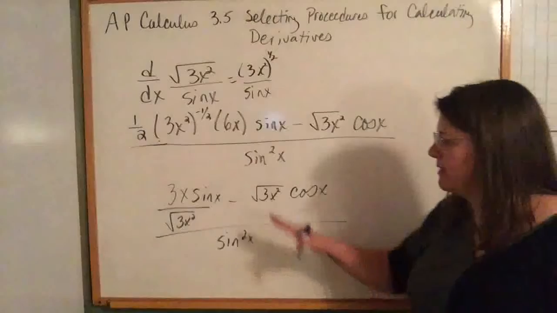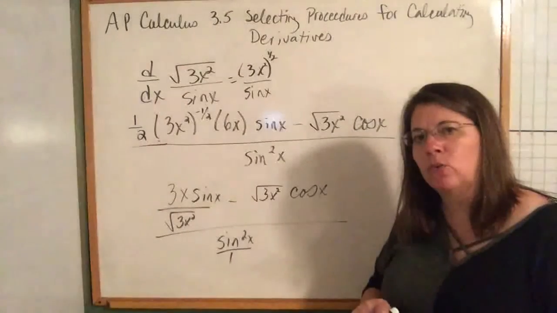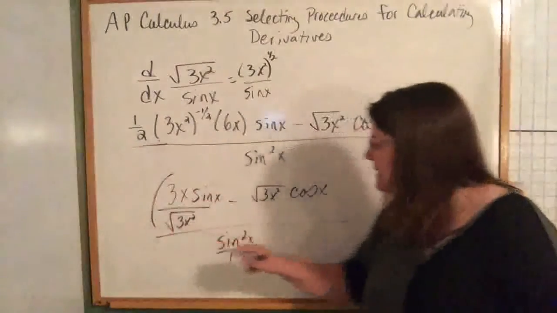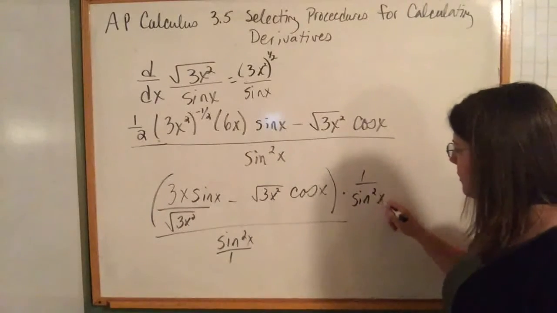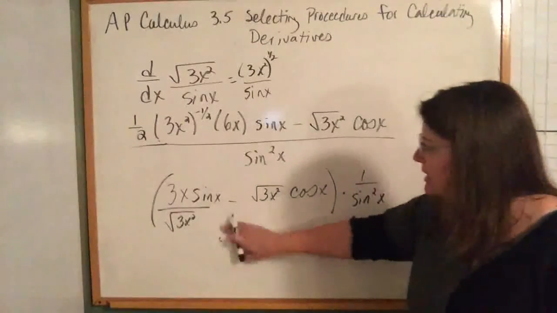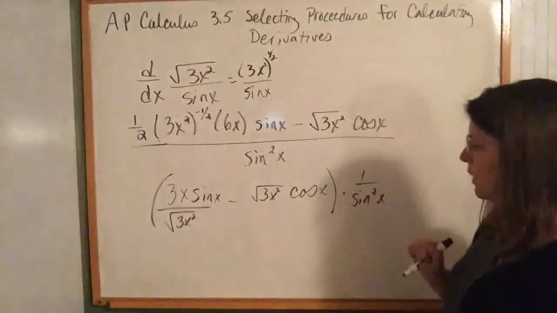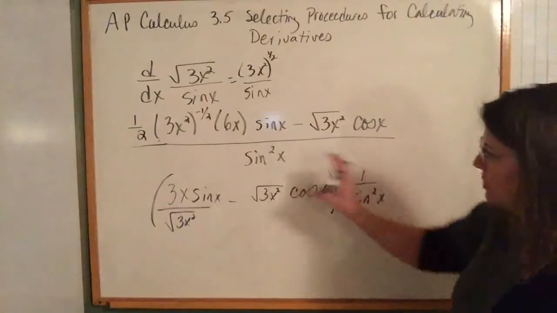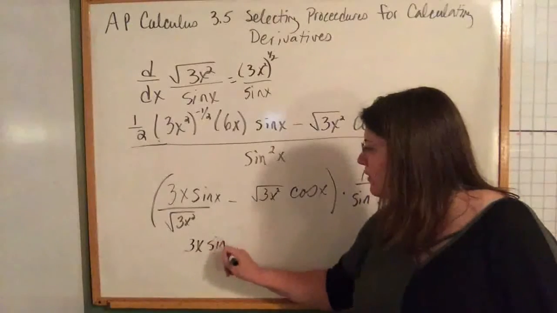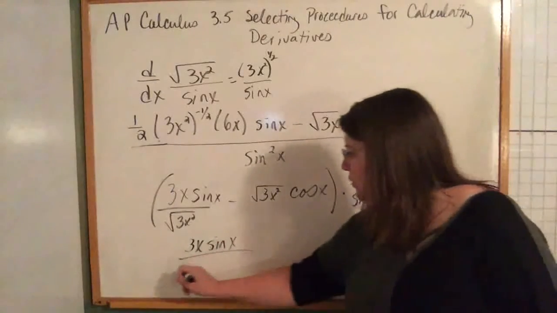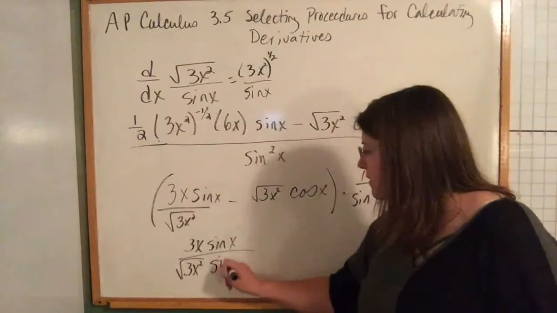Well, I know that that's a complex fraction. I can't leave it like that. So I need to understand that's the same thing as sine squared x over 1. And I can take that and I can multiply it by 1 over sine squared x and have the exact same thing. So if I do that, then I can distribute that 1 over sine squared x. So I would have, when I distribute this, 3x sine x over square root of 3x squared times sine squared x.